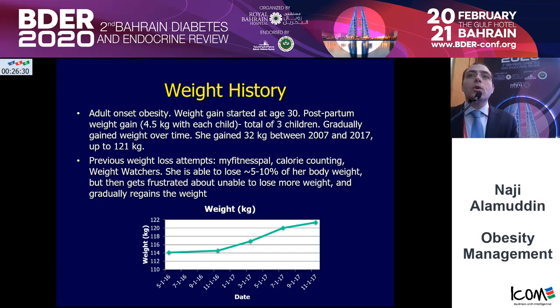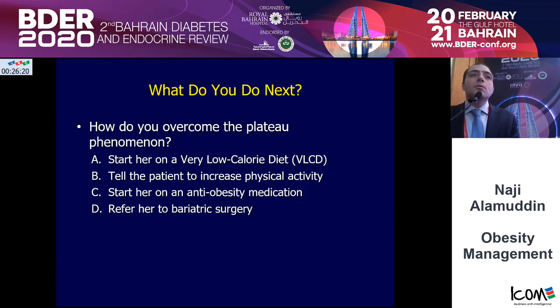She's tried many programs before, including Weight Watchers, MyFitnessPal, calorie counting. She's able to lose some weight, but then she stops losing, she gets frustrated, and gradually starts to regain the weight. So my question to you all is, how do you overcome this plateau phenomenon? Should we tell her to start a very low-calorie diet, tell the patient to increase her physical activity, start her on anti-obesity medication, or refer her to bariatric surgery?